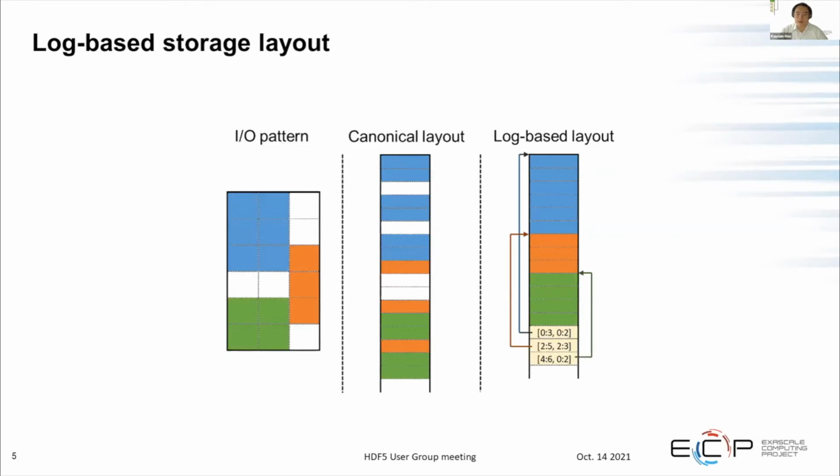Here's an example of three H5 write operations. The I/O pattern in the contiguous layout is non-contiguous and interleaving, while the I/O pattern in the log-based storage layout is always contiguous.